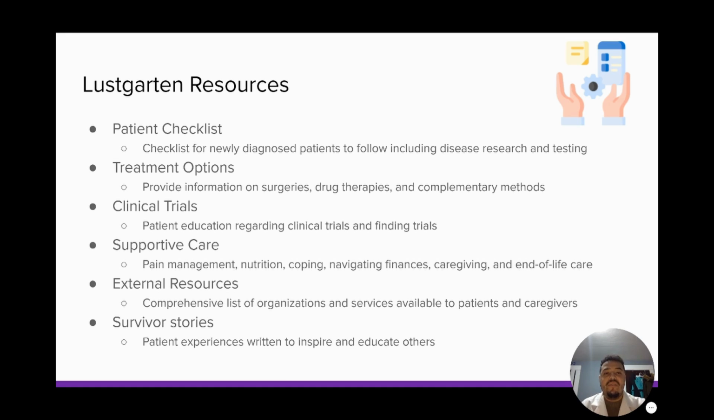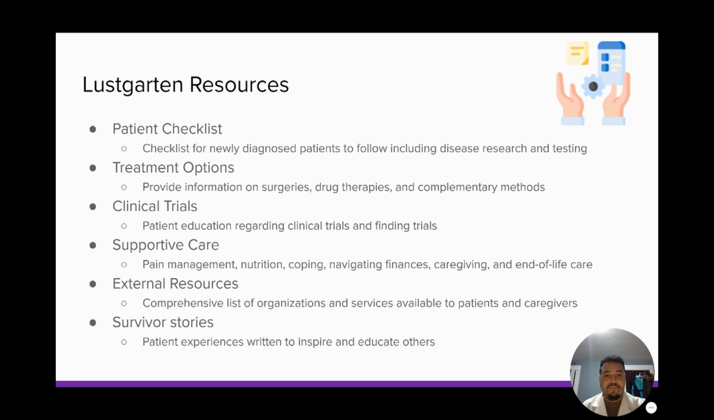On the Lustgarten website, you can find a number of resources that are available to help patients and caregivers alike. One resource located on their website is a patient checklist, which is designed for newly diagnosed patients to educate themselves about the disease and the next steps following diagnosis. Among these next steps include treatment options, which include surgeries, drug therapies, and also complementary methods. They can also look at supportive care options, which include pain management, coping, and navigating finances, as this might be a completely new realm for some people who have been diagnosed with pancreatic cancer and might not know what options are available to them.